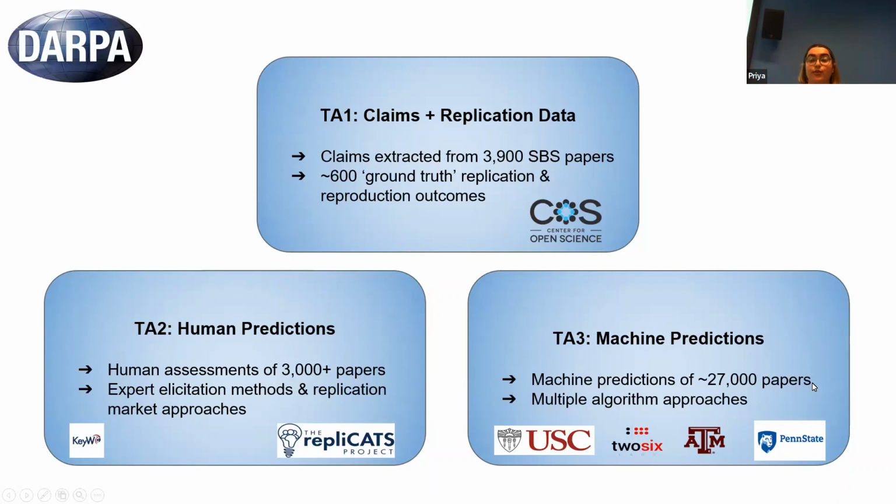And also we're doing it across all the social behavioral sciences, not just psychology. So this is like a big project. Then, as well as conducting those replications and reproductions, we also are looking at human predictions. So basically, how good are humans at predicting which of these studies will replicate? And then we're also looking at the machine learning, like the AI predictions as well.